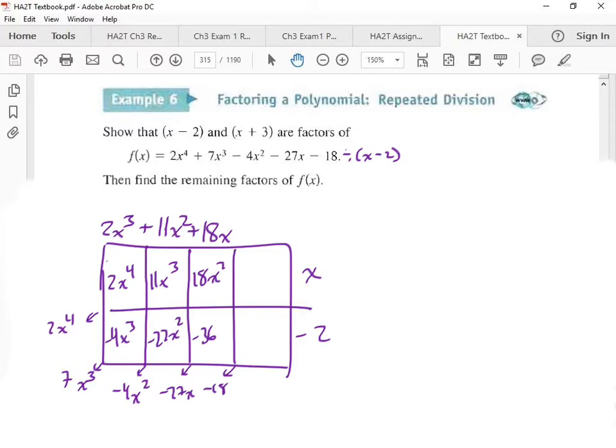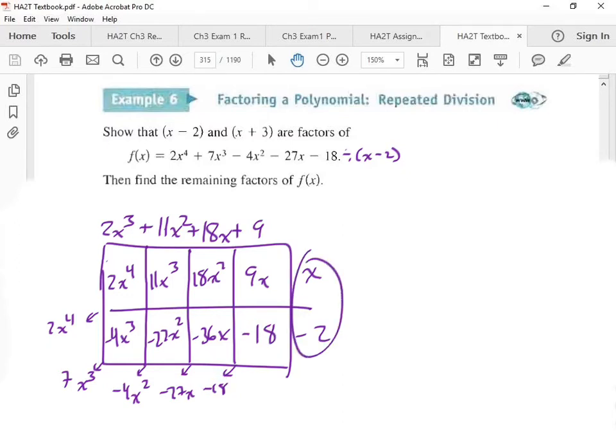And then 18x times that, what does that give me? Negative 36x. Now what's this number? Because that number plus this number should give me negative 27x. 9. So I get 9x. And so what times x gives me 9x? So I have positive 9. Now I go positive 9 times negative 2. That gives me 18. Wait, that's negative 2, right? Yeah. I get negative 18. Perfect. Because these match, huh?